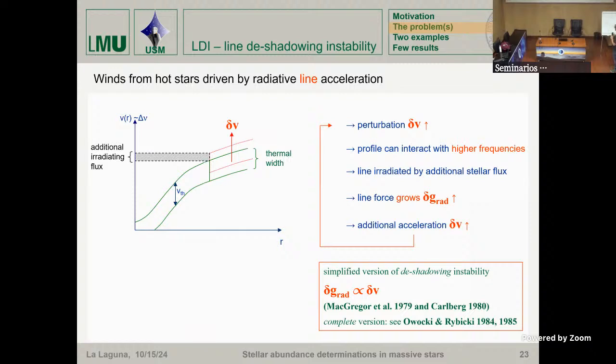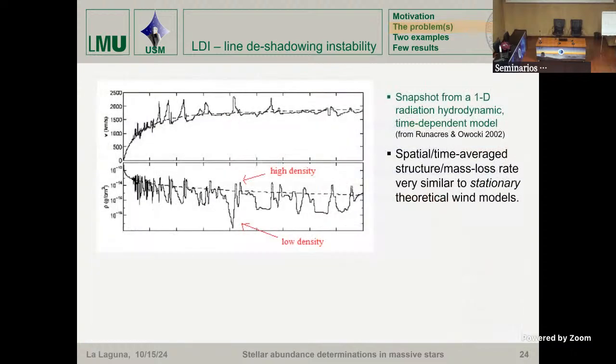What is the result of this kind of perturbation? This is shown on the next slide. If we now calculate a hydrodynamical model accounting for these kinds of instabilities, we see it looks a bit different than a standard wind, which would be denoted by these dashed lines, namely that we have here some spikes in the velocity field, which are currently braked. The braking is when two shells are colliding, then we have a shock, and there is a braking inside the shock. And we have here also high density and low density matter, though the spatial time average structure is not too different from the stationary one.